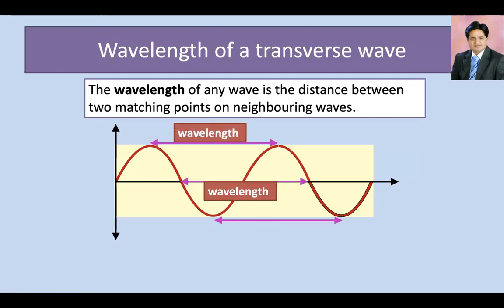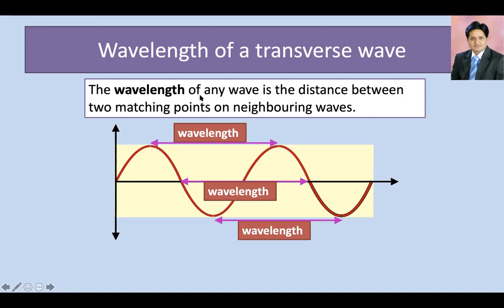Now you see, this is the wavelength. Here you see the distance between two consecutive crests. It could also be the distance between two consecutive points in phase, like this point is in phase with this point. So that could also be considered as a wavelength, or it could also be considered as the distance between two consecutive troughs.